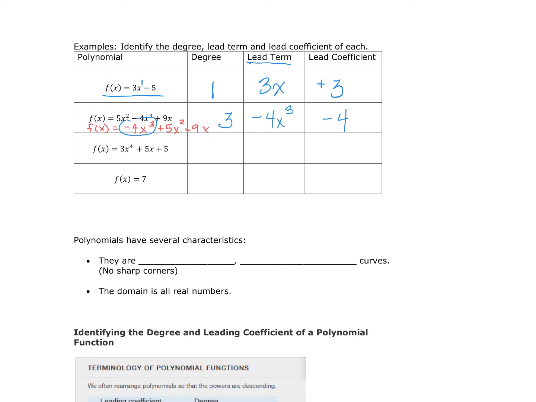For our next example, we have 3x to the 4th plus 5x plus 5. We notice the term with the highest exponent is 3x to the 4th. The degree is 4, and the lead coefficient is positive 3. The last one can be a little confusing. It's a constant function, so it's like x to the 0. So our leading term is 7, our lead coefficient is 7, and our degree is 0.